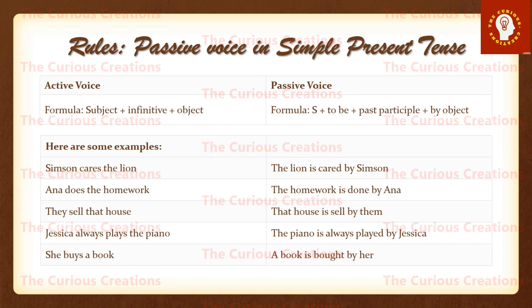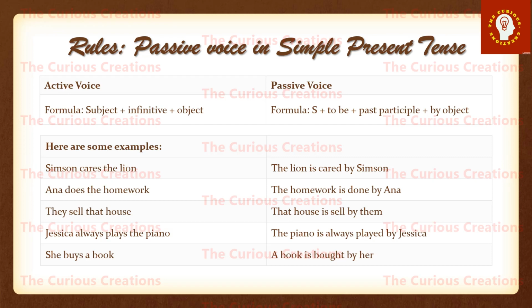The present indefinite tense in active form follows the following format: subject plus verb plus object. For example, students pay attention in the class. While in the passive voice, the form changes to subject plus is, are plus past participle plus object. For example, attention is paid by the students in the class.